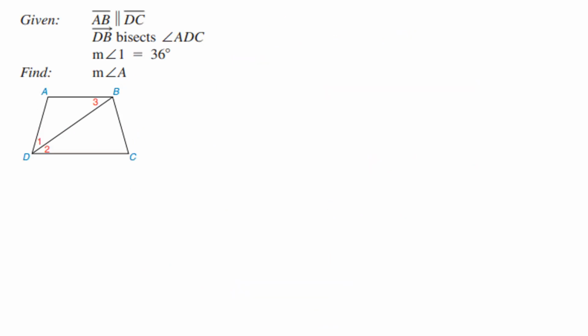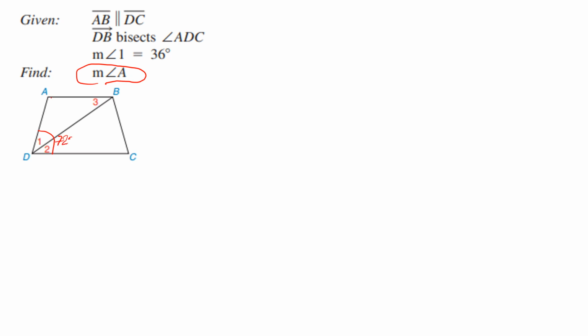This is our problem number 2. The illustration is the same, but the values are changed, and we are now trying to find the value of our angle A. So our angle 1 is equal to 36 degrees. So therefore, this angle 2 is also 36 degrees. So a total of 72 degrees, so angle 1 plus angle 2. So this angle D is equal to 72 degrees.